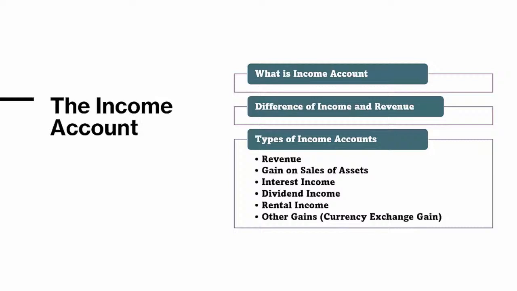Income, however, includes revenue plus any other earnings, such as profits from investments, sales of old equipment, or other non-core activities. This distinction helps businesses see not just how much they're making from their main operations, revenue, but also from other sources, additional income, which can be important for managing finances.